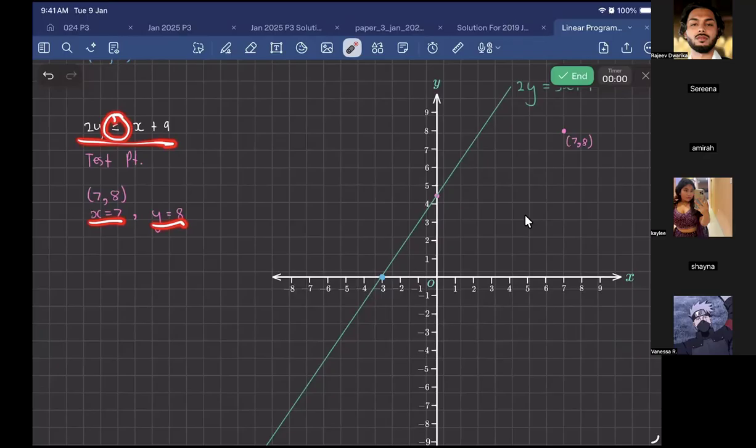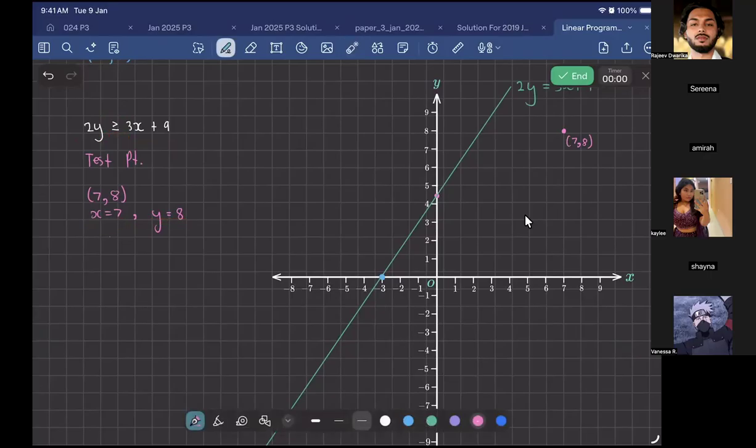Kaylee, Amira, Serena, Sheena, everybody. When you reach this stage, I want you to plug in the values, but leave out the sign in the middle for now. We actually don't know if it's going to be more than or less than. We need to work it out first, and then we'll see.